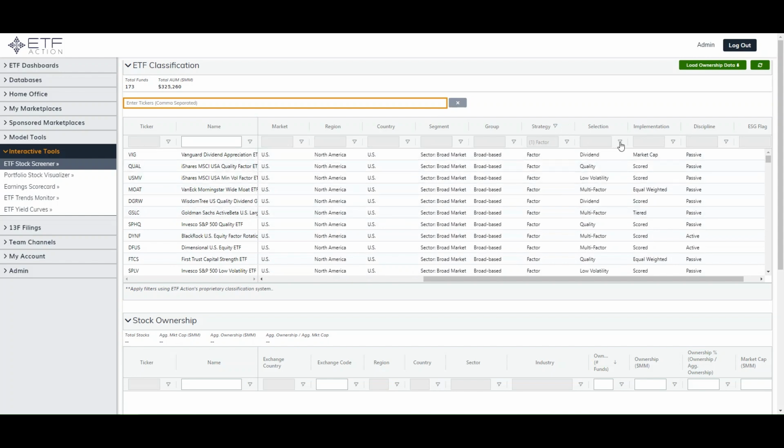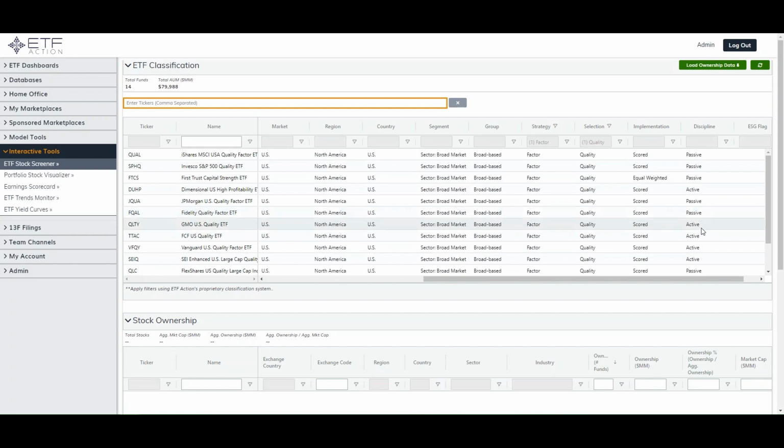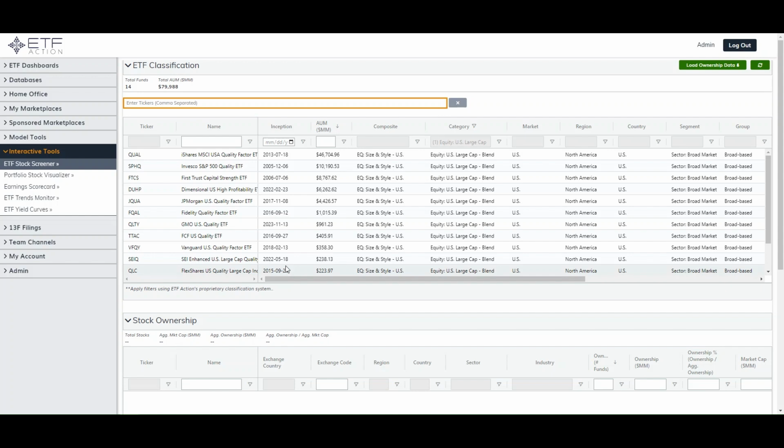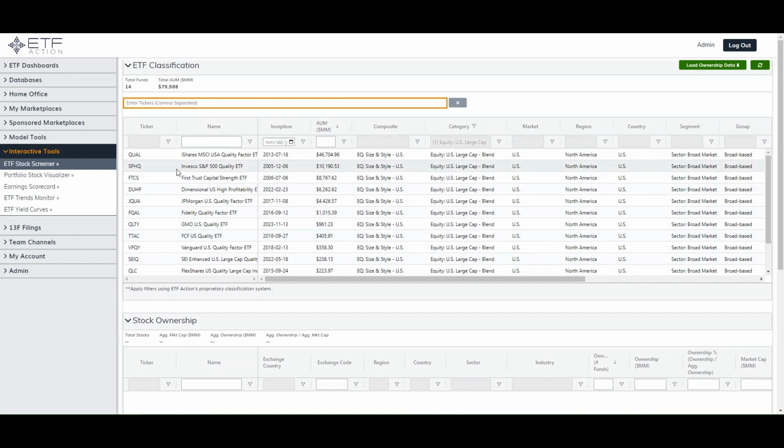And now, from a selection standpoint, the factor that we're looking at today is quality. I'll apply that, and we are left with 14 ETFs. So why are we going to use this universe as our selection methodology? This tool is going to take these 14 ETFs that we're left with: QUAL, SPHQ, FTCS, DUHP, JQUA, FCAL, QLTC, and so forth. This list of ETFs, they're all considered quality factor ETFs.